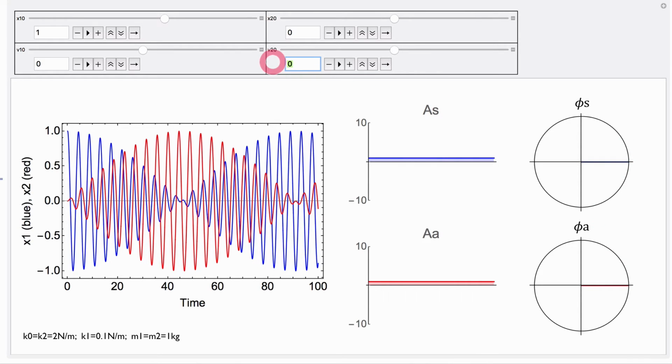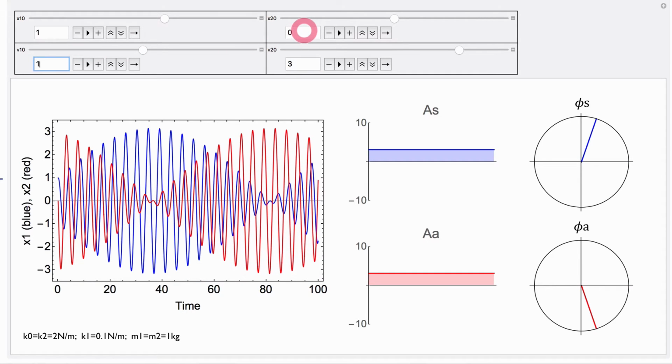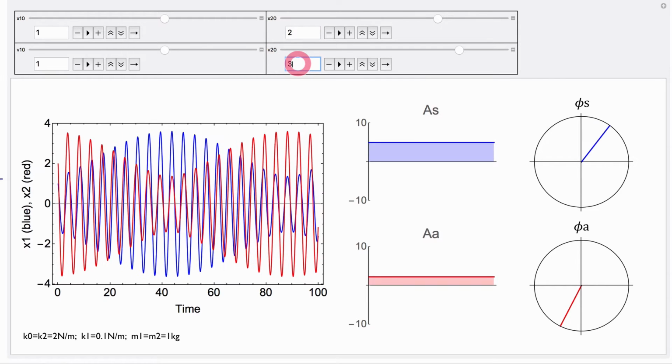If we look now at some other arbitrarily chosen initial conditions, where I give it some initial velocity, some different initial positions, here's a situation where we don't completely exchange the energy between the two masses. We have different amplitudes in the symmetric and antisymmetric mode and different phases. So in this way, we can build up a complete ensemble of solutions for all of these initial conditions using particular phases and amplitudes of the symmetric and antisymmetric modes.